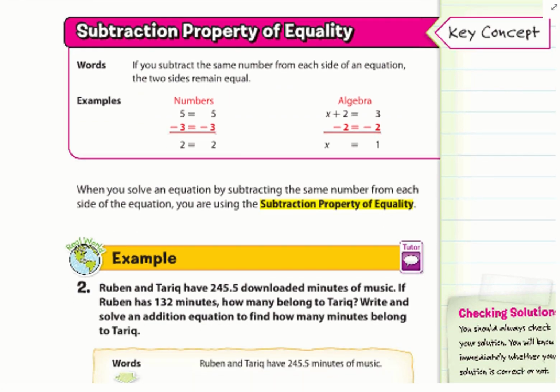So next, we're going to learn the subtraction property of equality. If you subtract the same number from each side of an equation, the 2 sides will remain equal. So if we have 5 equals 5, if I subtract the same thing on both sides, 2 equals 2. My equation remains equal. Same with here. So if I need to get my variable by itself, so x plus 2, in order to get the variable by itself on one side, I need to get rid of the plus 2. So I subtract 2 on each side, x equals 1.